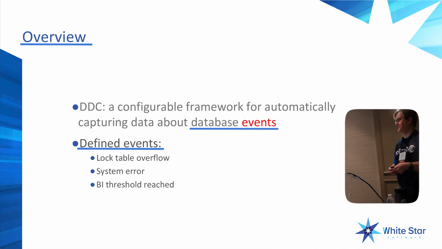So if you can think of other events that they should be gathering data for, then I think that would be a great thing to submit to the ideas forum. So the 3 events are lock table overflow, system error, and BI threshold reached or approached. When your BI is growing, you'll get a notification in the log once it hits 90% of the size of the threshold, whatever you've set for BI threshold. So you get an event when you approach the threshold and also another one when it is reached.